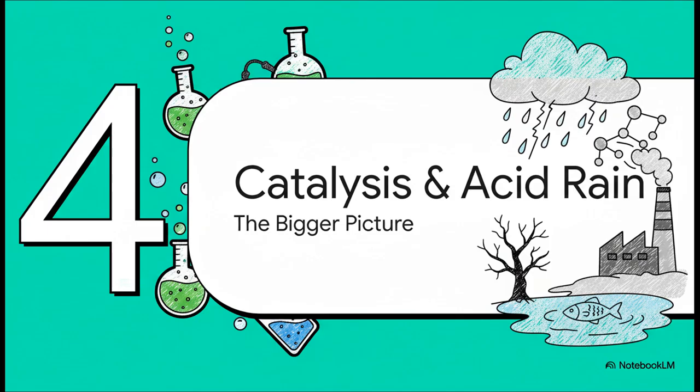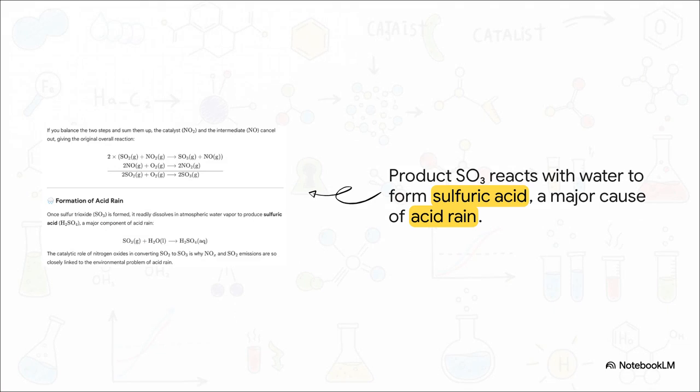So, why do we care so much about this particular catalytic cycle with nitrogen dioxide? Well, it's because it's directly responsible for a major environmental problem: acid rain. You see, that sulfur trioxide that's produced in the reaction doesn't just hang around. It mixes with tiny water droplets up in the clouds and forms sulfuric acid. And sulfuric acid is the main nasty ingredient in acid rain, which can damage forests, lakes, and even buildings.